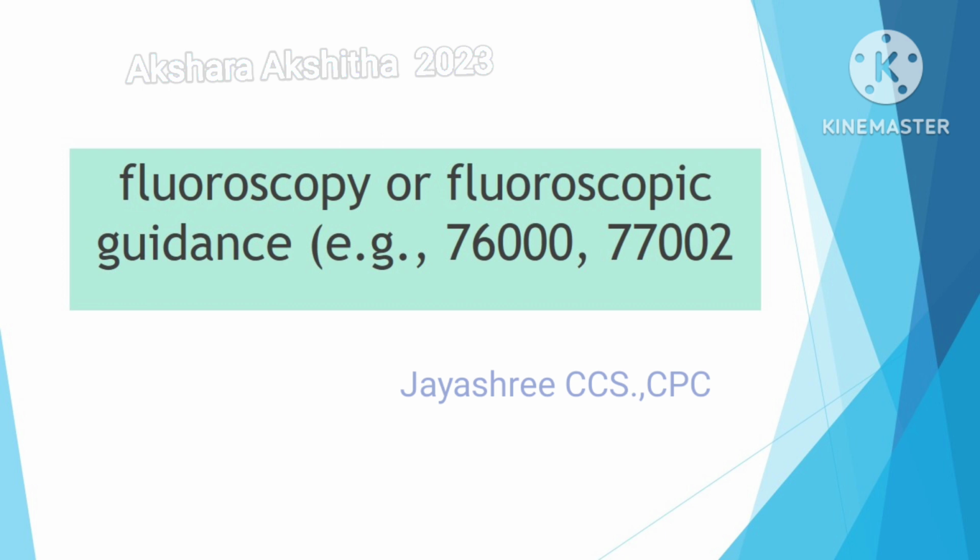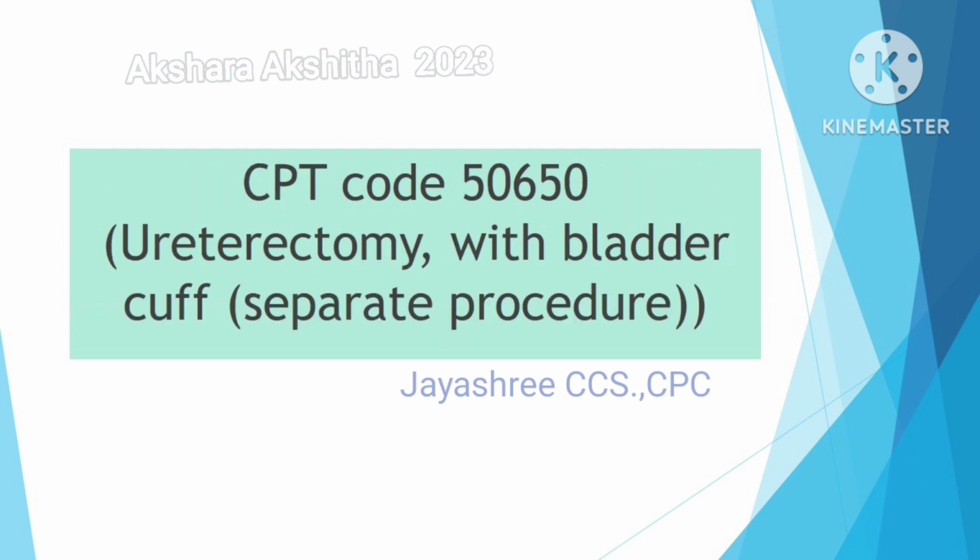Then next point is CPT code 50650, ureterectomy with bladder cuff. It is a separate procedure, so the code description says it is a separate procedure. So you can remember that. Whenever a CPT description itself mentions separate procedure, it shall not be reported with the other procedure on the ipsilateral ureter. If it is the contralateral ureter, we can bill 50650, the separate procedure CPT code, with the other procedure code. If it is contralateral, we can bill; if ipsilateral, we should not code it.